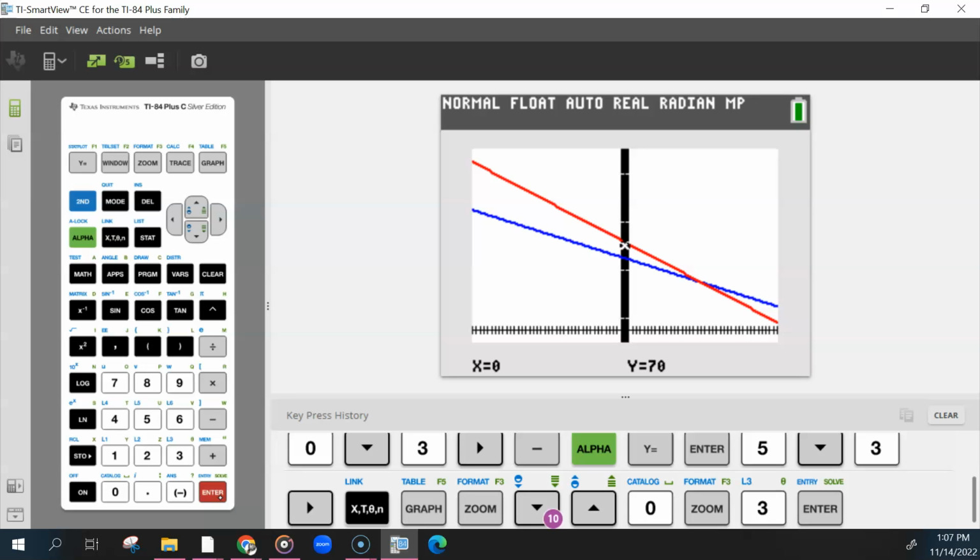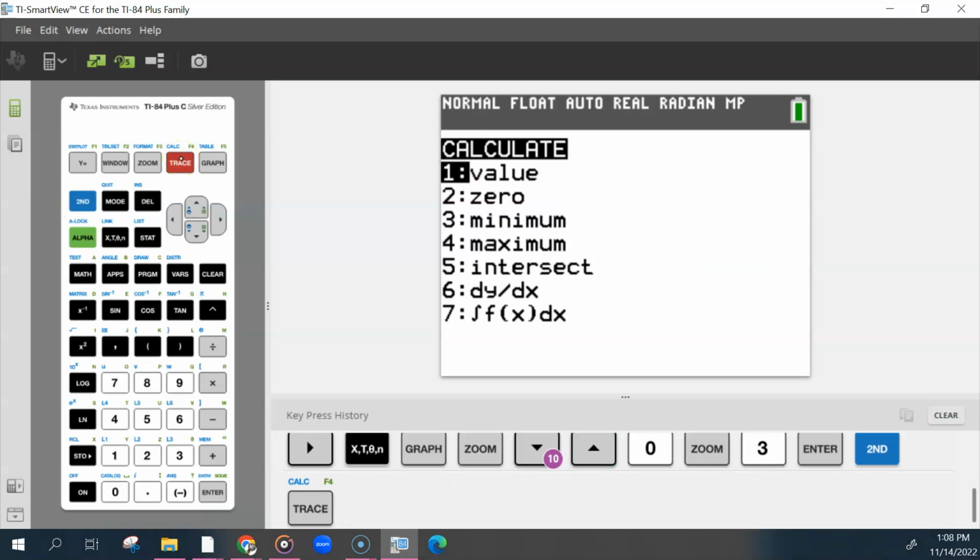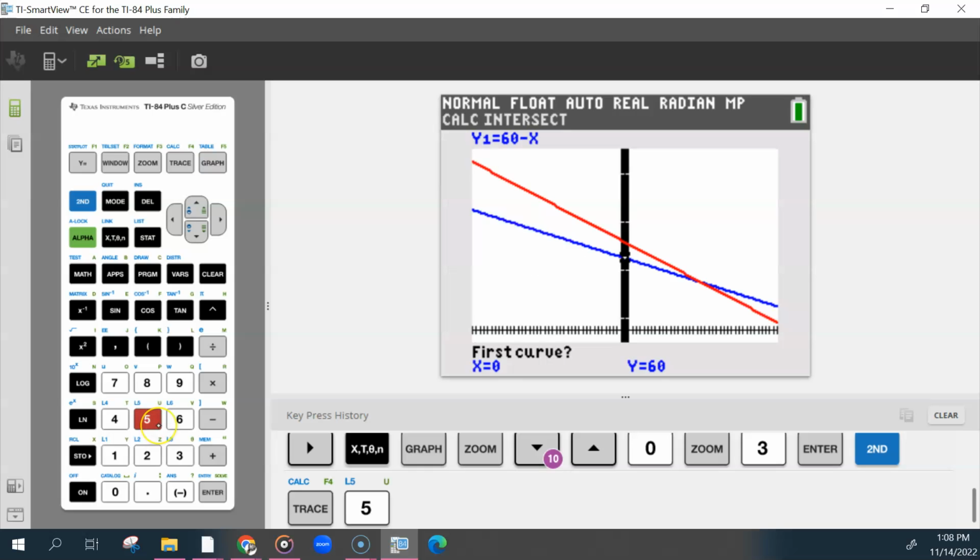Double check your numbers. Okay. So then to find our intersection point, we're going to go into second trace, intersect, and then enter 3 times. Their y is already there. So if you miss that, second trace, intersect, enter 3 times.